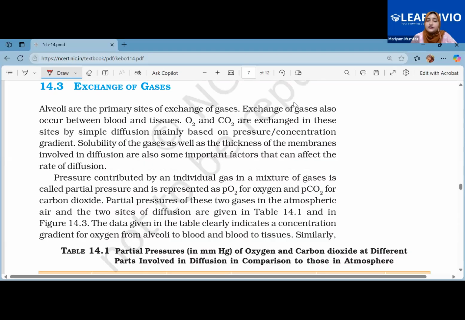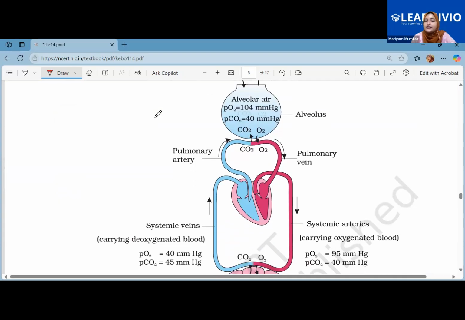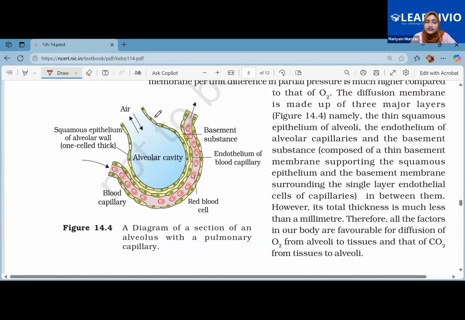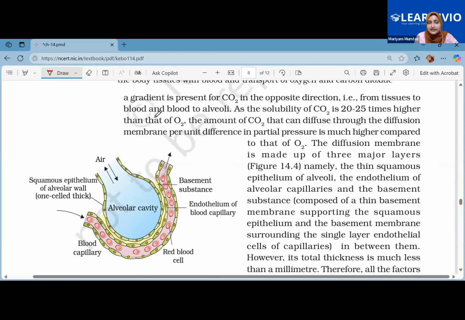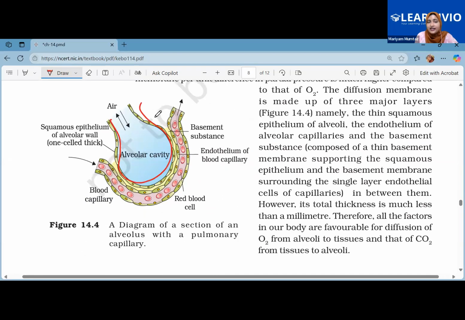Now comes the exchange of gases, for which we have to study the thickness of the membrane first. See this balloon-like structure that you see, this is the alveoli, and the thickness of it we have to study. So this is the diffusion membrane that we are talking about. The diffusion membrane is made up of three major layers.